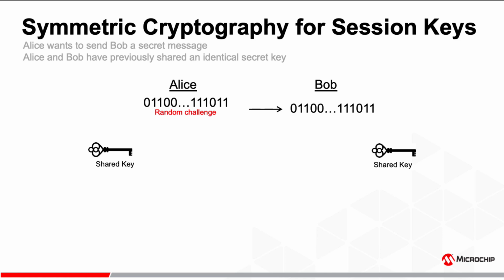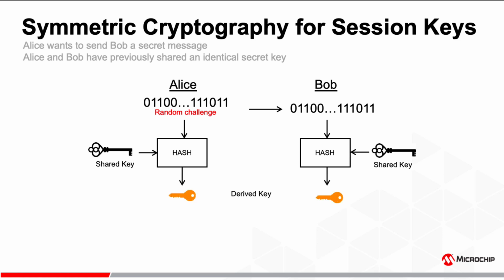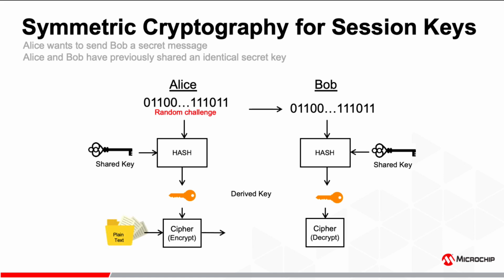Bob and Alice both take that random challenge and hash it with the shared key. Again, they just append the shared key onto the random challenge and send it through the math function. The output now is called a derived key, and this doesn't go anywhere. They keep it close and safe, each one of them. Then they use this as the input to a cipher, and Alice can now take plain text and turn it into ciphertext, and Bob can take that ciphertext and turn it back into plain text.